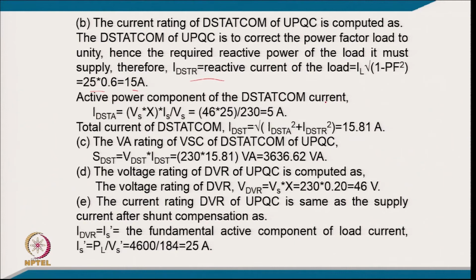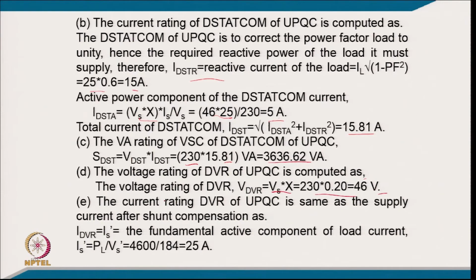The active power of the D statcom corresponds to the active power required by the DVR, that is the power of the DVR divided by 230. So, it is 5 ampere. The total current of the D statcom will be the reactive current plus active current. So, from 5 ampere and 15 ampere, it becomes 15.81 ampere, and the VA rating of the D statcom will be the voltage multiplied by the current. So, it comes to 3636.62 VA.